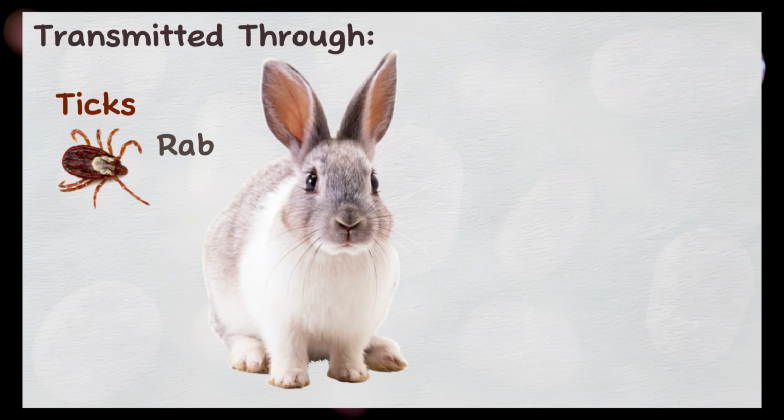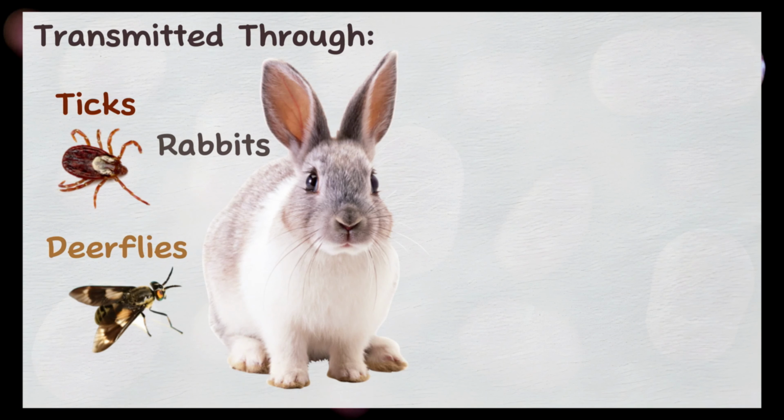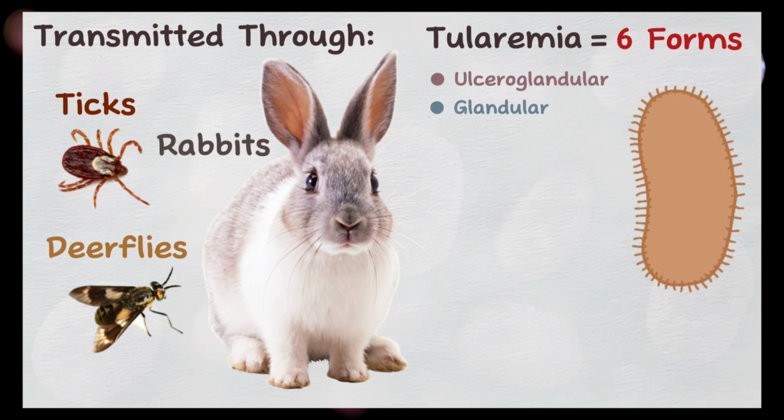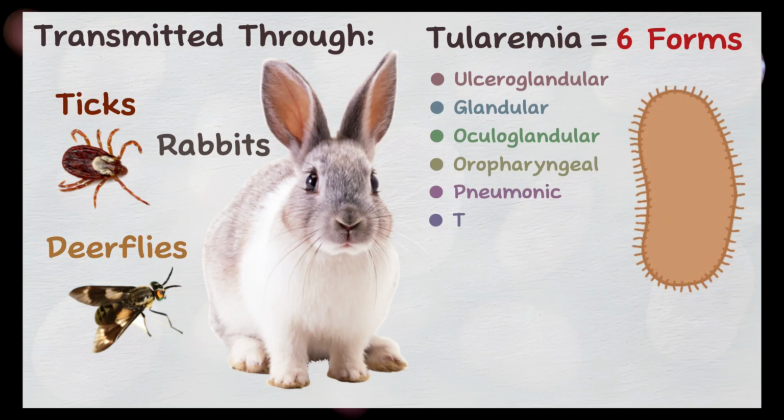Francisella tularensis is transmitted through ticks, rabbits, and deer flies, and infection can occur through various routes. Depending on the mode of transmission, tularemia manifests in 6 different forms: ulceroglandular, glandular, oculoglandular, oropharyngeal, pneumonic, and typhoidal.